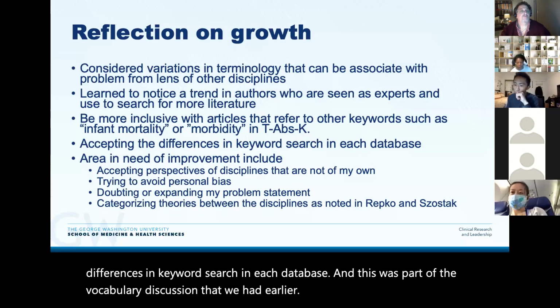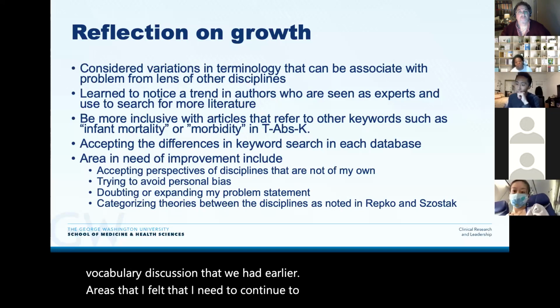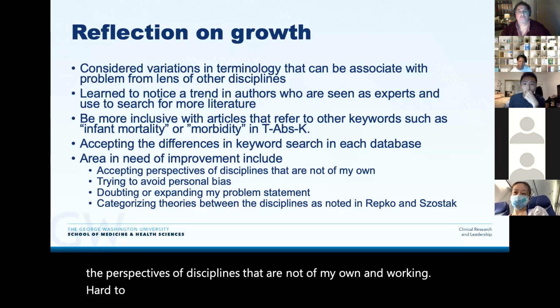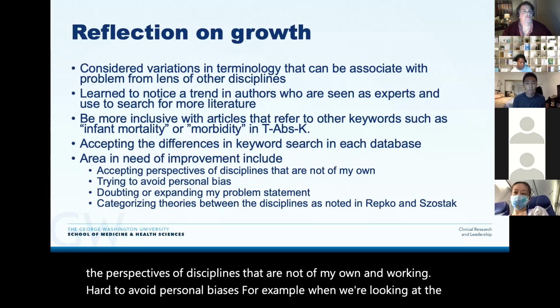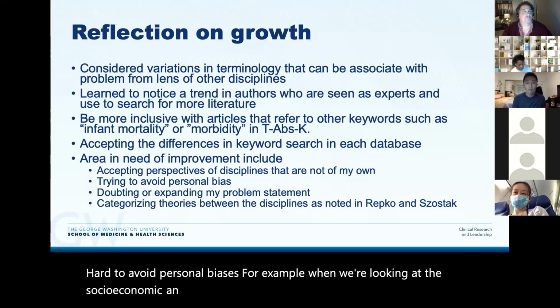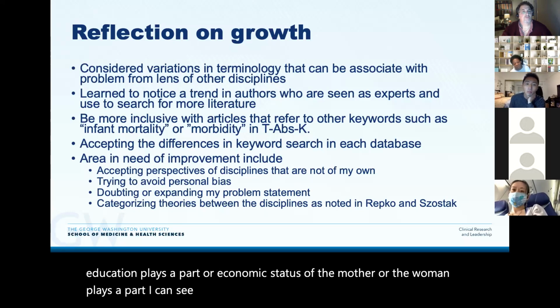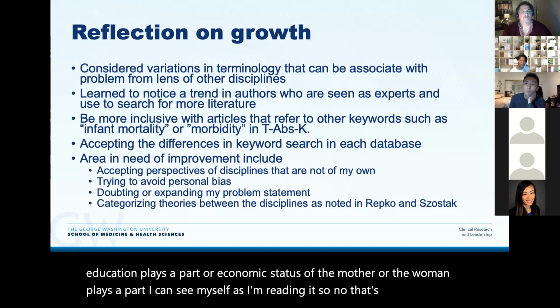Areas that I felt I need to continue to improve on include accepting the perspectives of disciplines that are not of my own, and trying hard to avoid personal biases. For example, when we're looking at the socioeconomic factors, a couple of the authors indicated that education or economic status of the mother plays a part. I can see myself, as I'm reading it, say, no, that's not true. We have this case that happened and they have a lot of money.